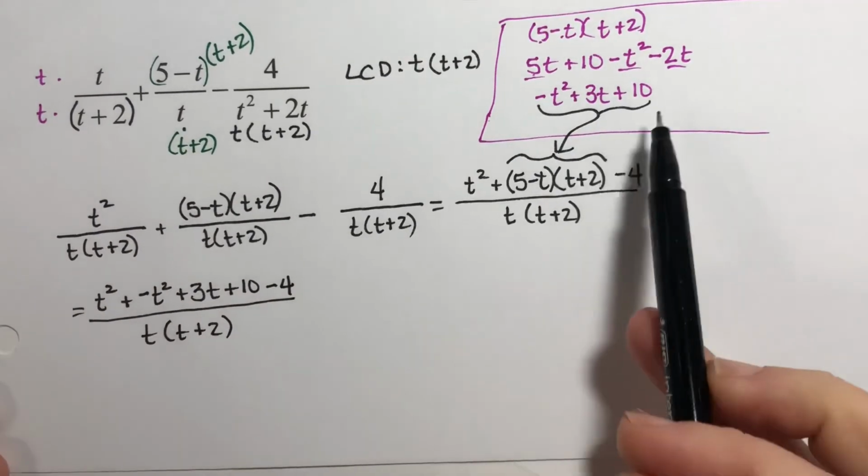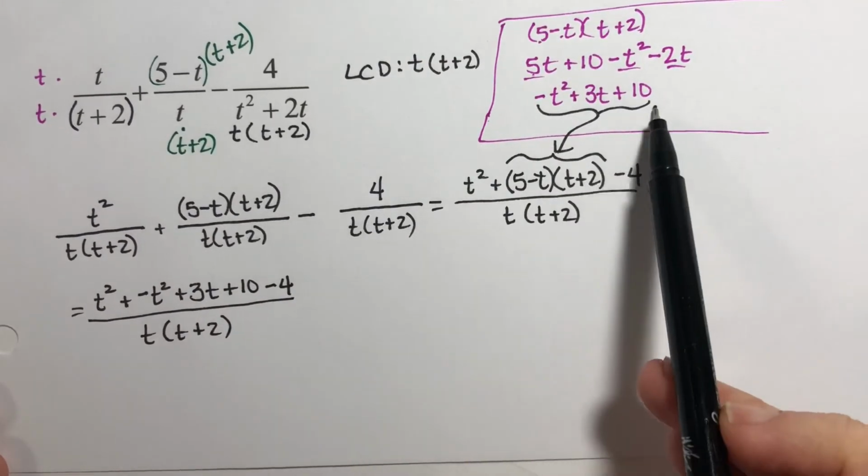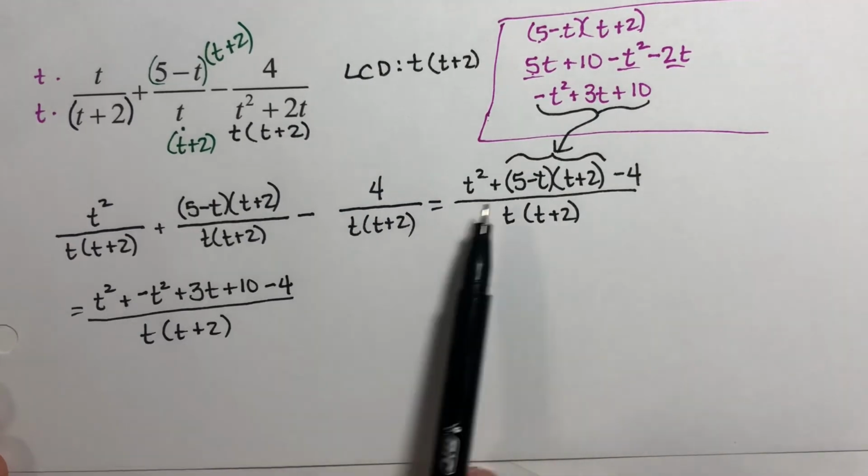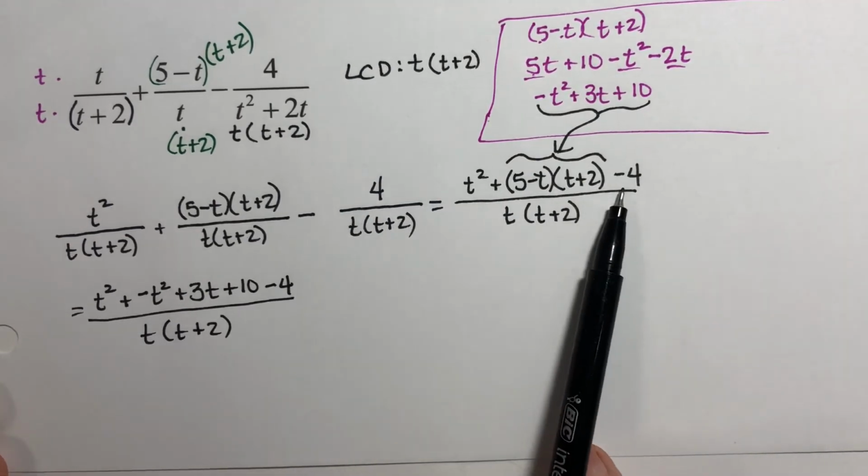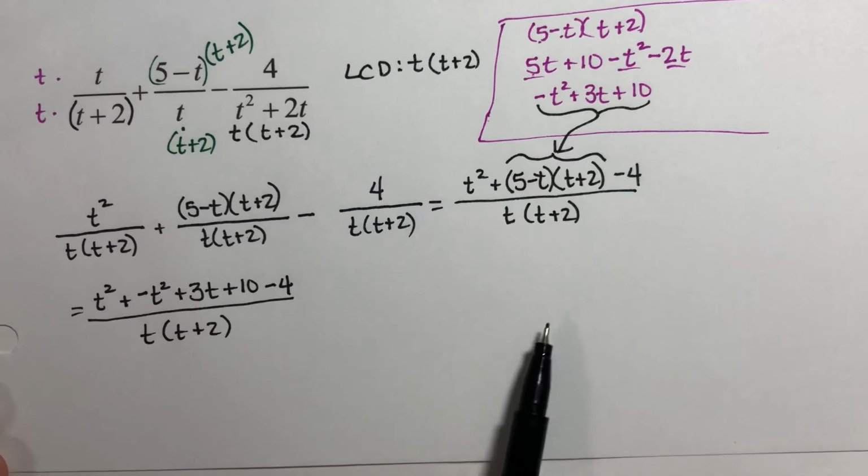Now, one of the most common mistakes I see is that people do the hard part here, but then when they go from this step to this step, they leave off either the t squared or the minus 4. So make sure you pick up everything you need.